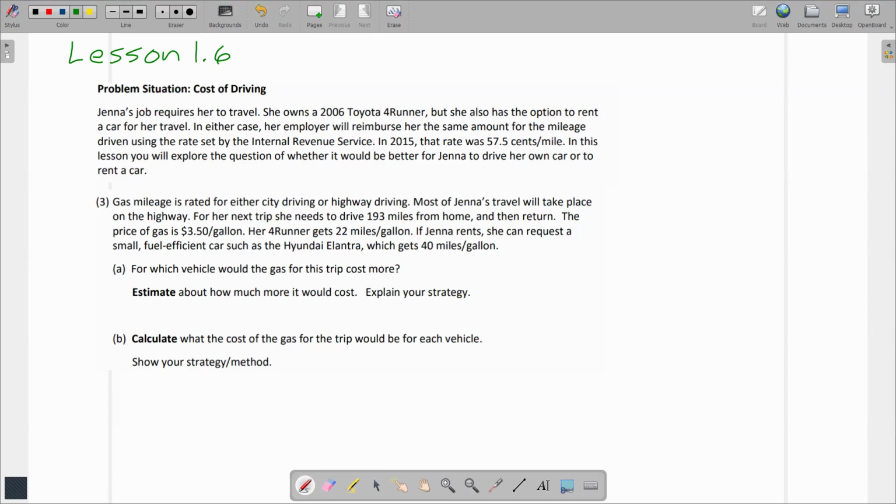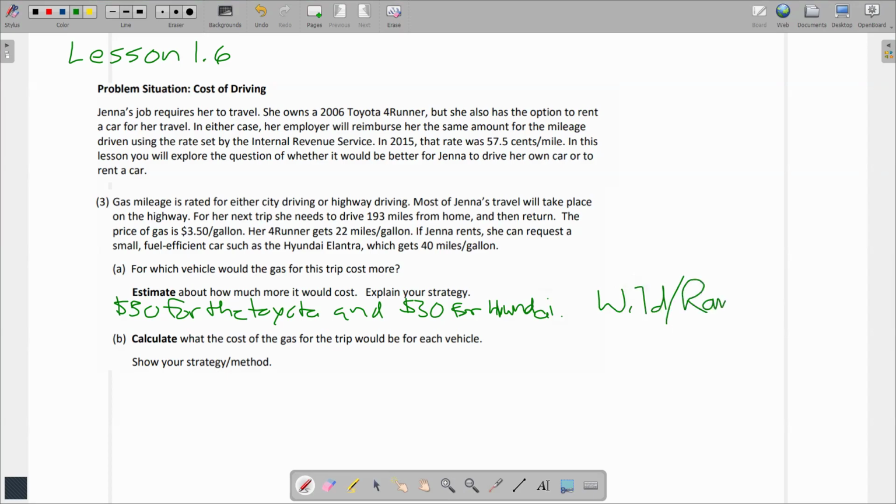So here's my guess. My estimate is $50 for the Toyota. And the Hyundai should be cheaper. I'm going to guess $30 for the Hyundai. Explain my strategy. Wild or random guess? I don't know. Just throwing that out there.